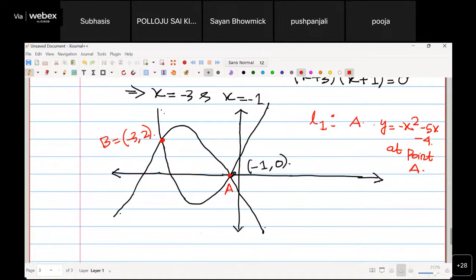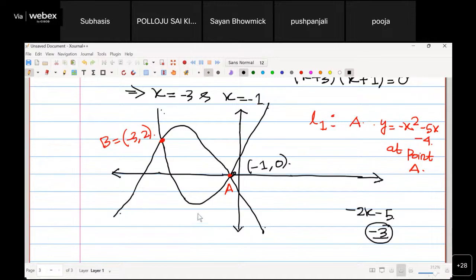What is the slope of this parabola? It is -2x minus 5, correct? So if I substitute -1 over here, then what will I get? It's basically -3, right?